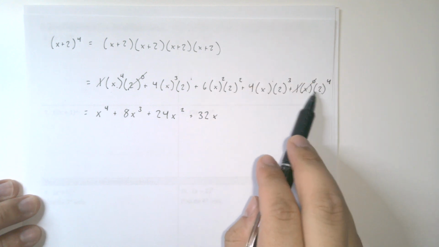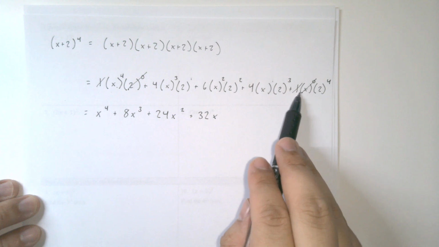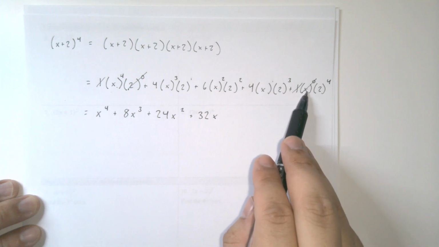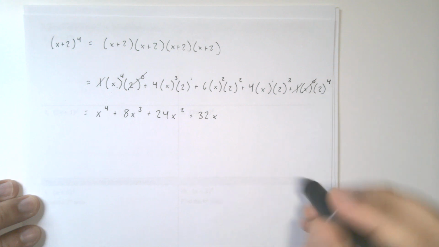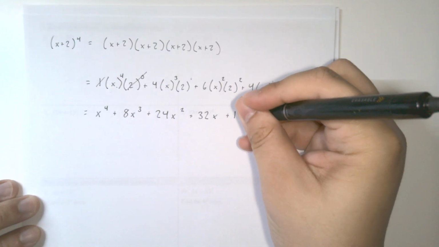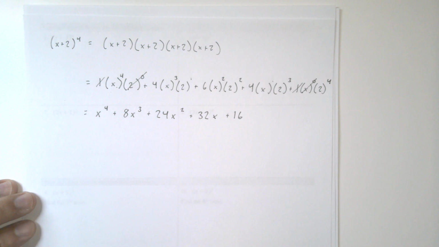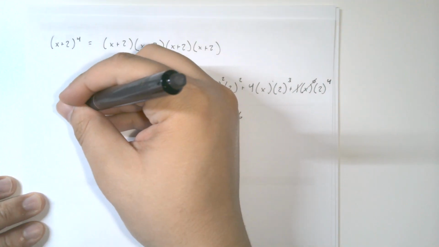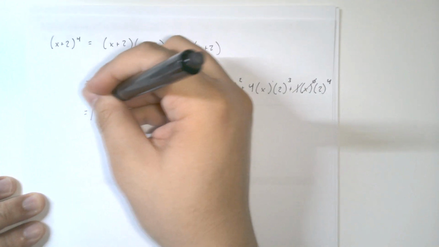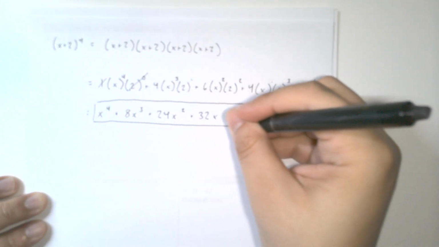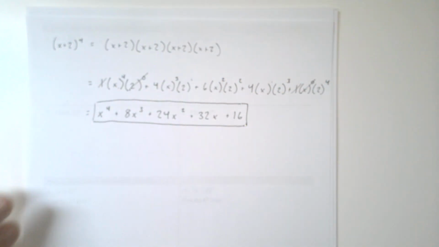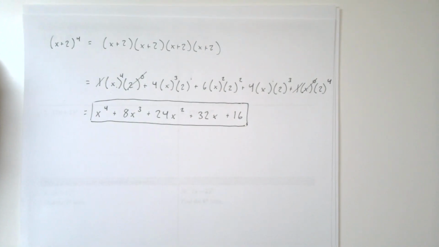And lastly, these two terms, or factors, went away. They're just 1. And then 2 to the fourth is 16. So we have plus 16. And so this is our final answer. What's nice is that this stayed in standard form for us, so we don't even have to rearrange it or anything. This is what we have for the answer for number 5.